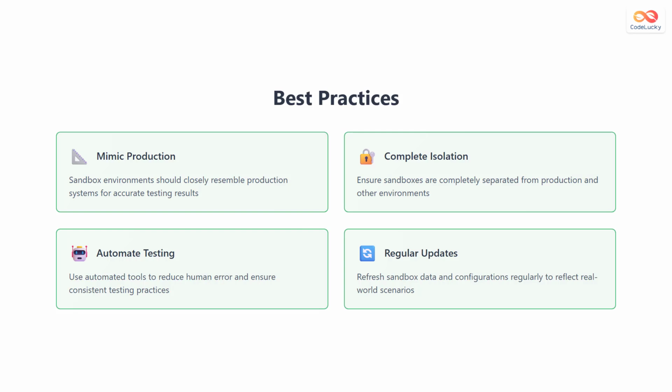Following best practices ensures your sandboxes work effectively. First, mimic production environments closely so your testing results are accurate and realistic. Second, maintain complete isolation between sandboxes and production systems and separate sandboxes from each other. Third, automate your testing to reduce human error and ensure consistent results. Fourth, refresh sandbox data and configurations regularly to reflect real-world scenarios and keep your testing environment relevant.